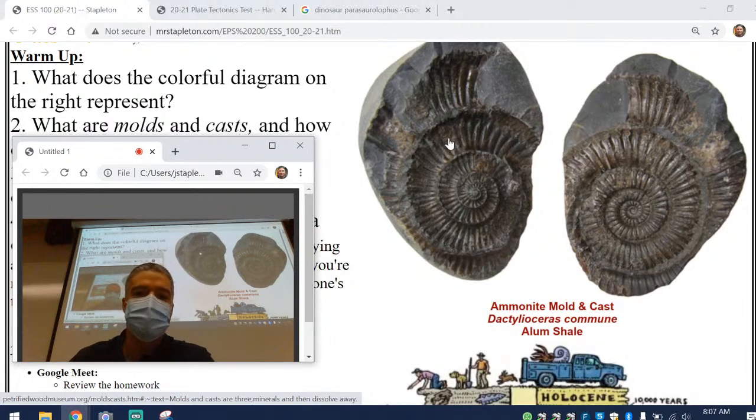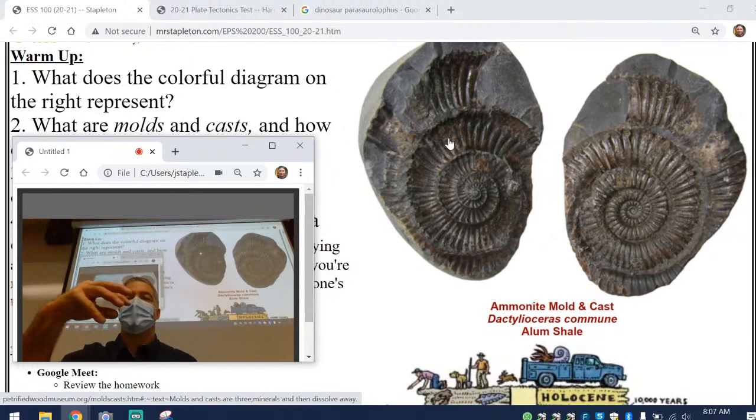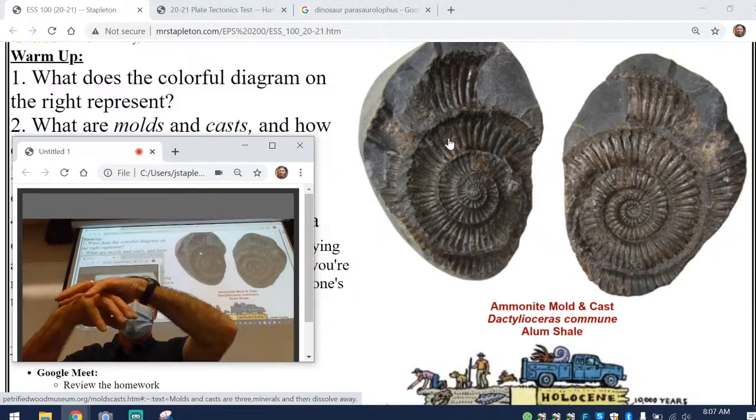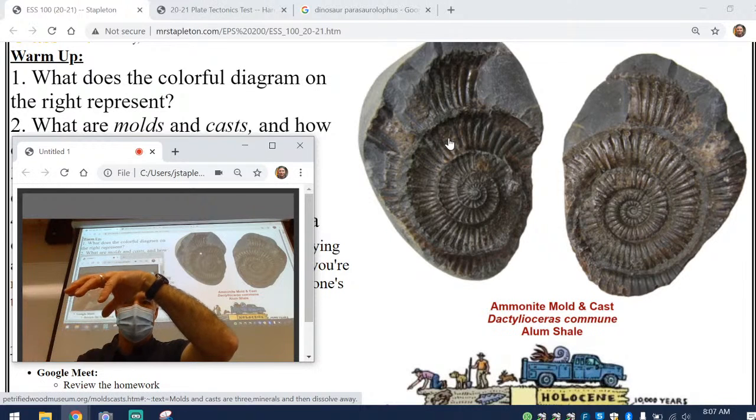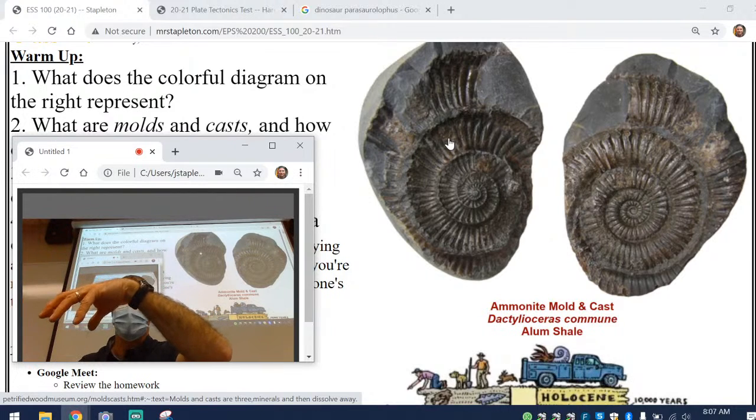So this could be some shell that got buried and it got covered in mud and the mud compressed and then turned into sedimentary rock and then the shell just dissolved and left that around. So it would have been a hollow space that might have filled in with other stuff, but maybe not. So if you pulled up that rock and looked at it, you'd see this imprint.